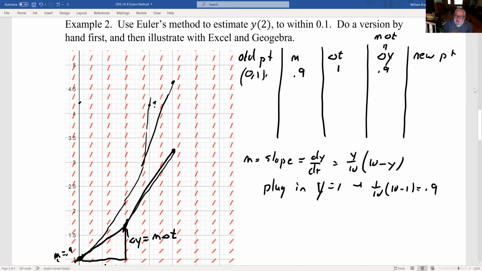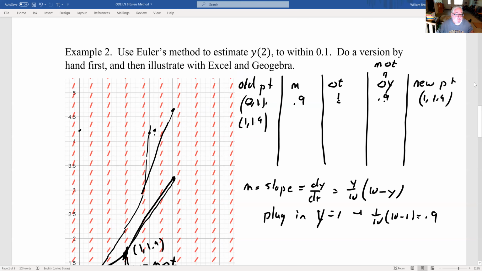So what's my new point? Well, I changed t by 1, so I take 0 plus 1 and update my t position. Started at 1, added a delta y of 0.9, so that means I'm now at 1.9. So that's my new point. So that's this point here, 1, 1.9. So we want to update that point. This is my new point that I'm at, 1.9. Oops, sorry about that.